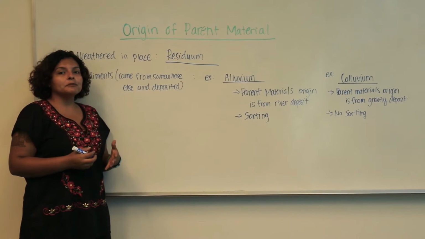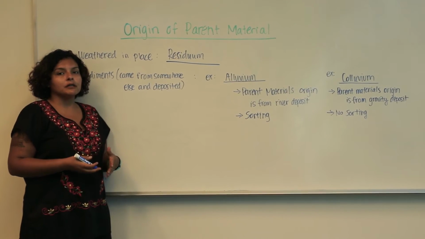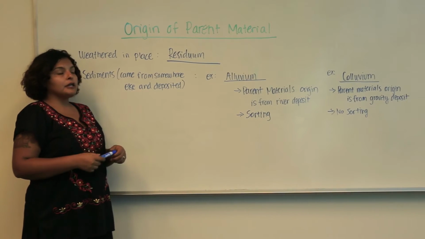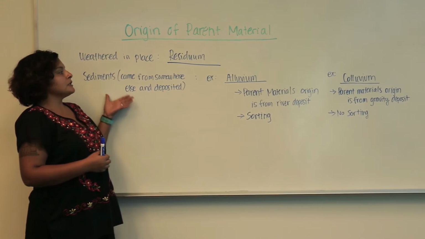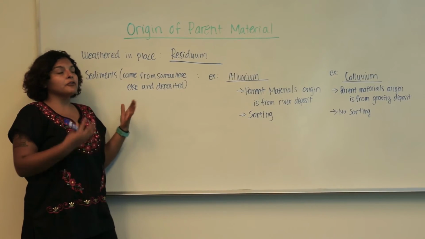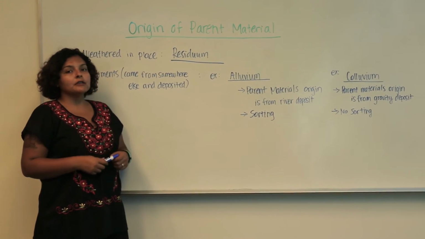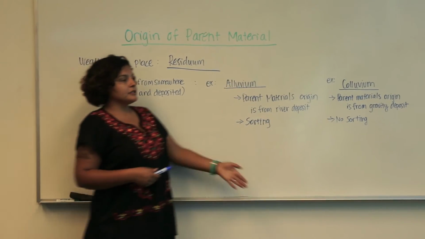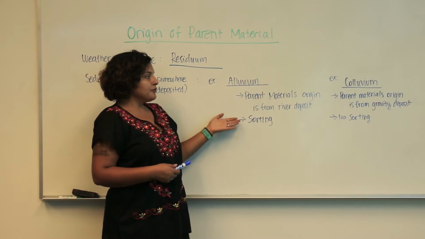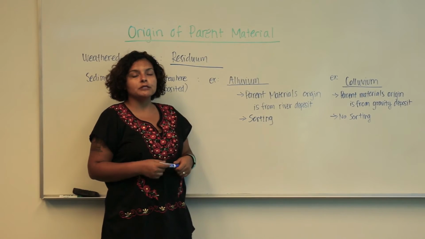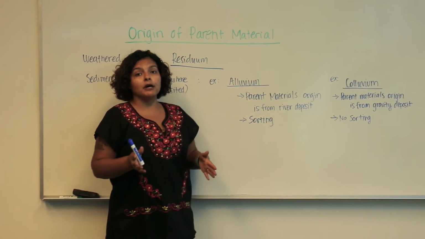So if it wasn't formed in place, you have other types of deposits of the parent material. Here are 2 examples. They're called sediments. They came from somewhere else. So one is called alluvium and another is called colluvium. So alluvium is when the parent material was deposited through a river deposit.